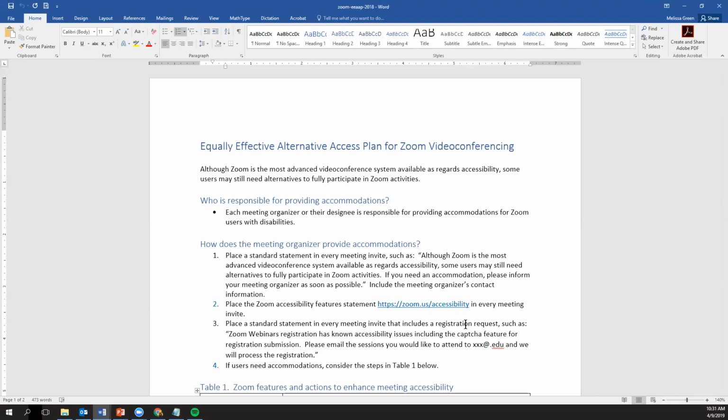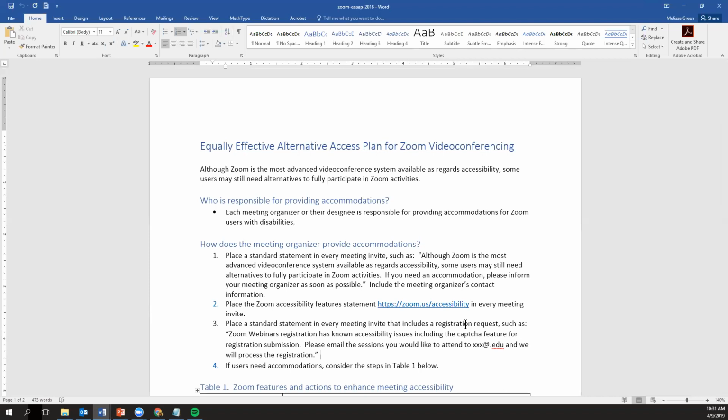My background before I came to OIT was in the library, so I'll just share an example that I'm familiar with. Libraries purchase research databases, or databases that contain lots of different types of scholarly and popular materials. Many of them are provided in PDF format. Well, the accessibility of those PDFs varies. Some are very accessible, others are somewhat accessible, others are images of text and not accessible at all.